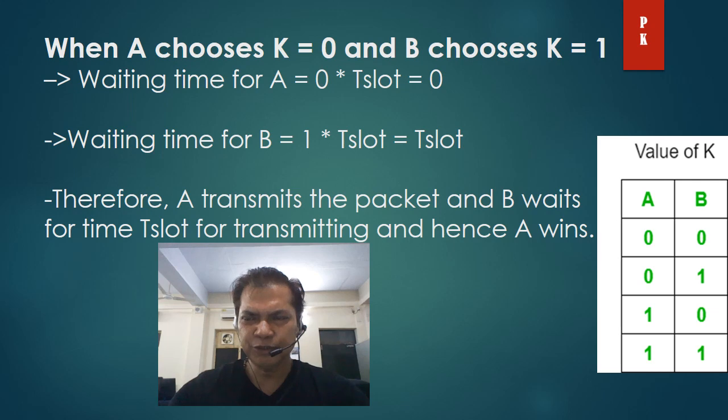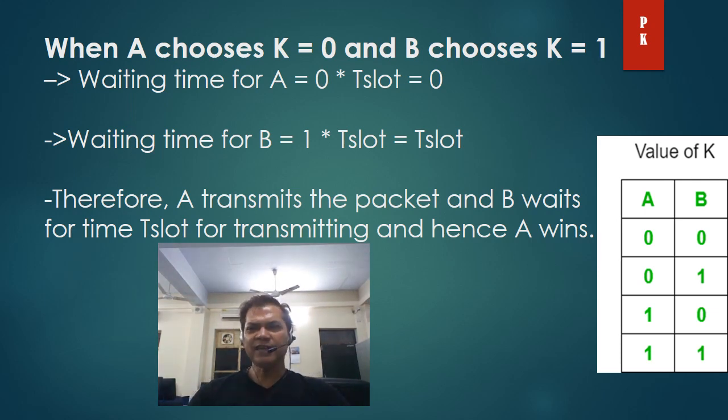Now another situation is when A chooses K equal to 0 and B chooses K equal to 1. It means waiting time for A will be 0 times the time slot, that is 0, and waiting time for B will be 1 times the time slot, that is T slot. Therefore A transmits the packet and B waits for time T slot before transmitting, and hence A wins. It means there is no collision.